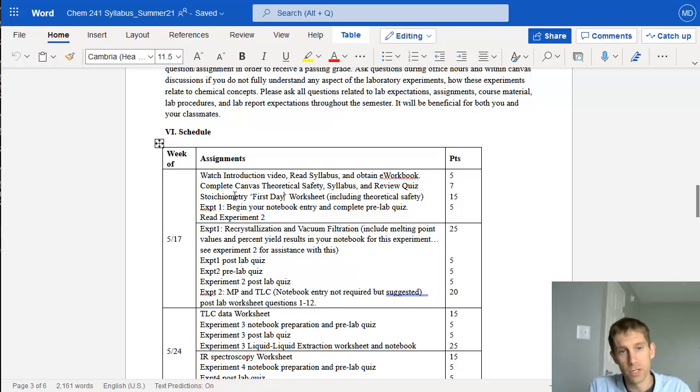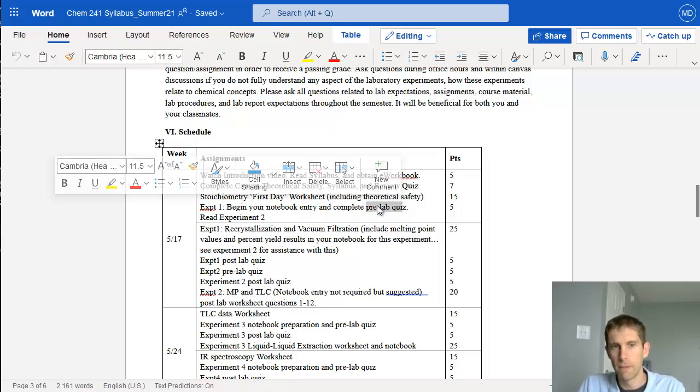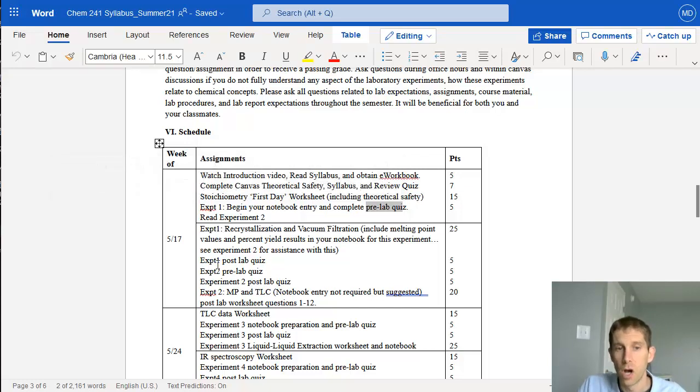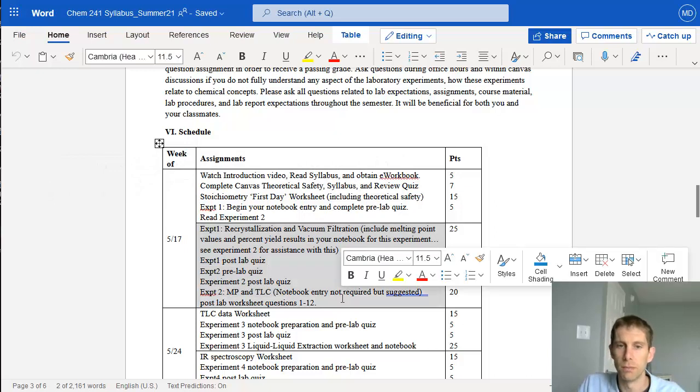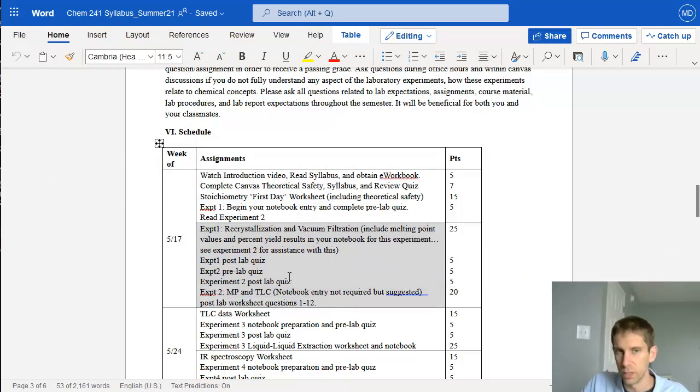Once you have read all of experiment 1 and begun your notebook entry for it, complete the pre-lab quiz for experiment 1. For most experiments, the pre-lab quiz consists of the first 5 questions within the experiment. Experiments 1 and 2 are closely related: experiment 2 is an analysis of the product obtained in experiment 1. Reading experiment 2 ahead of time will be helpful, and all of experiments 1 and 2 need to be completed by the end of this first week, so I would jump into it as soon as possible.